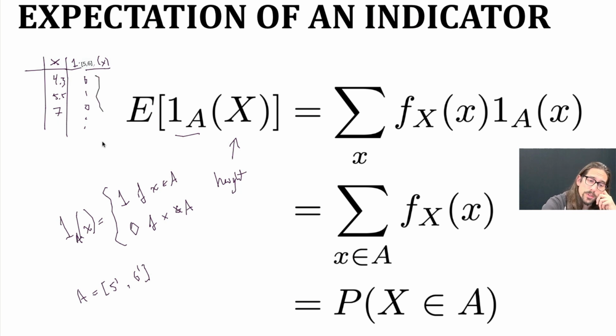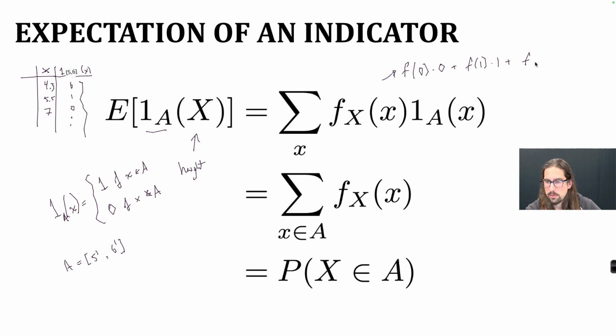And I want to know, what's the average value of all these 1s and 0s? Well, by the thing that we just learned, all I need to do is take the density of x and multiply it by the derived value, which is this indicator of whether x is in A or not, and sum up over all the values that x can take. Remember, this is just a shorthand for f of 0 times 0 plus f of 1 times 1 plus f of 2 times 2, and so on and so forth, okay?